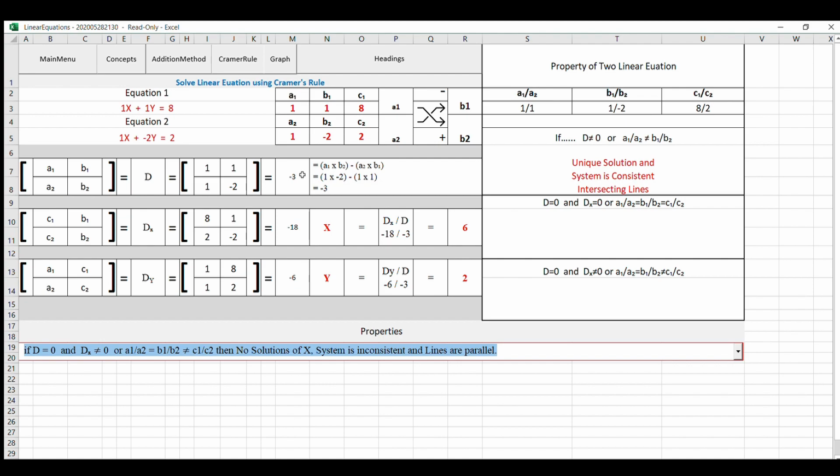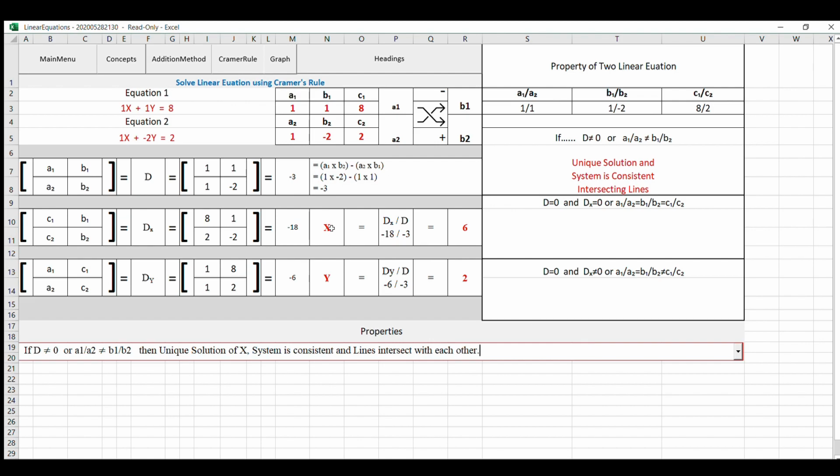What has happened here? D is minus 3. So let's take a look at this property. Alright, D is minus 3, so D is not equal to 0. A1 upon A2 is not equal to B1 upon B2. See here, A1 upon A2 is 1, B1 upon B2 is minus half. So they are not same. So A1 upon A2 is not equal to B1 upon B2.